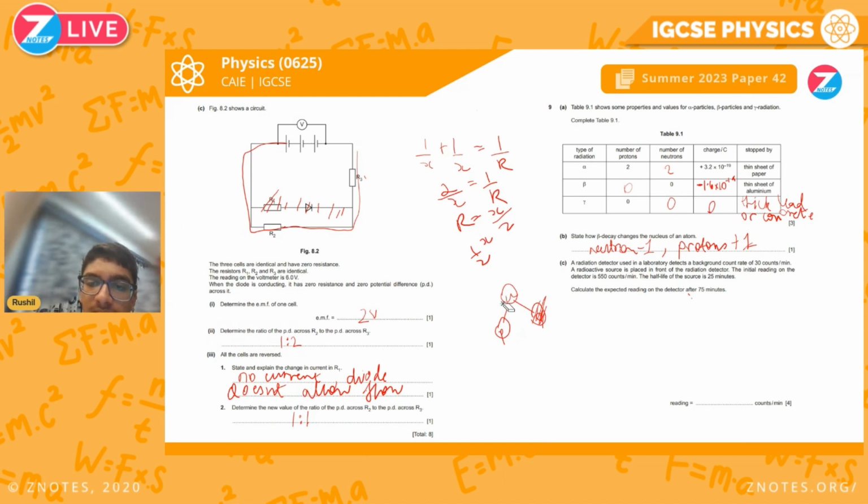Next, it asks us that a radioactive detector used in a laboratory detects a background count rate of 30 counts per minute. A radioactive source is placed in front of the radiation detector. The initial reading on the detector is 550 counts per minute. The half-life of this source is 25 minutes. Calculate the expected reading on the detector after 75 minutes.